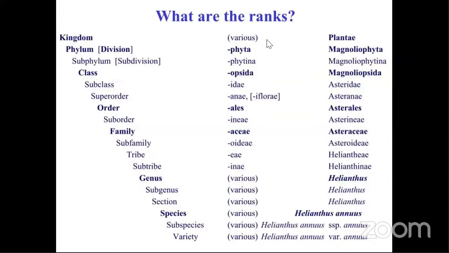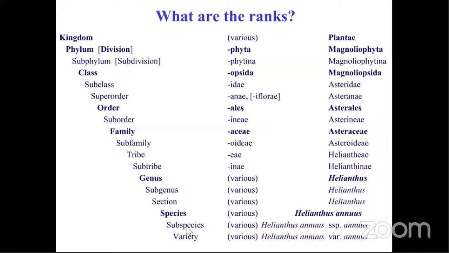Kingdom does not have a specific ending. You might use various endings for that. Division has the specific ending phyta. Subdivision, phytina. Class, opsida. Subclass, idae. So you have to remember all these specific endings of the major categories, because a question will again be asked in the examination on the basis of these specific endings of a taxon. Superorder, inae, then order, ales, suborder, ineae, family, aceae, subfamily, oideae, tribe, eae, subtribe, inae.